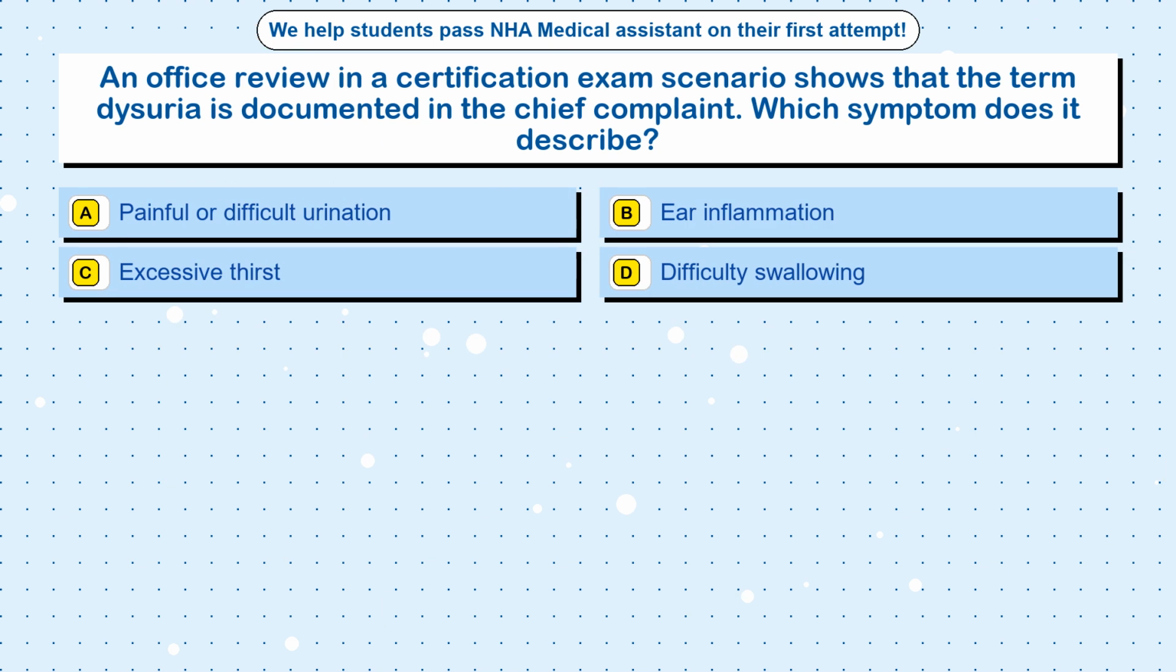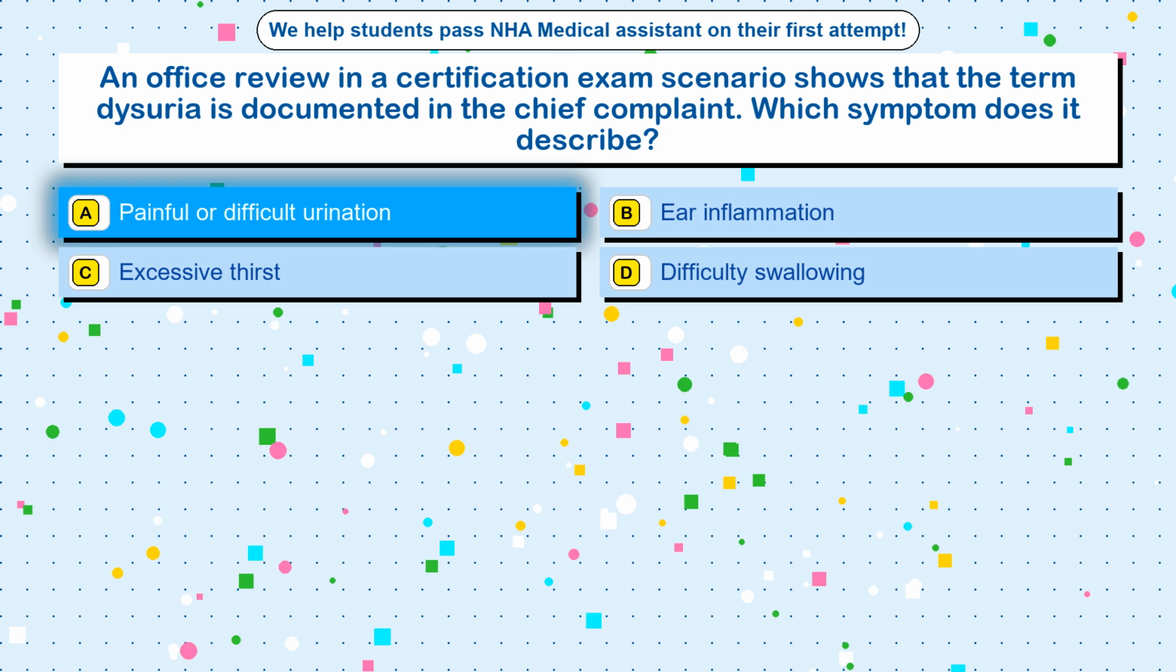Question 79. An office review in a certification exam scenario shows that the term dysuria is documented in the chief complaint. Which symptom does it describe? Option A, painful or difficult urination. Option B, ear inflammation. Option C, excessive thirst. Option D, difficulty swallowing. The correct answer is option A, painful or difficult urination.